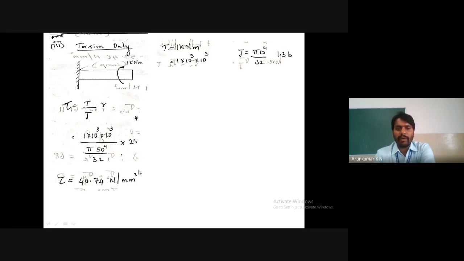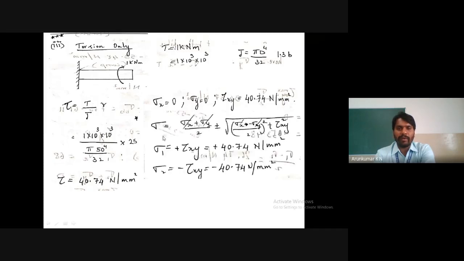Once you find the stresses, we need to find the maximum principal stress, minimum principal stress, and maximum shear stress. For that, what about sigma x? There is no direct stress here, so sigma x is 0. Also there is no y-axis stress, so sigma y is 0. Only shear stress is present on the xy plane, that is tau of xy, which is 40.74 Newton per mm square.